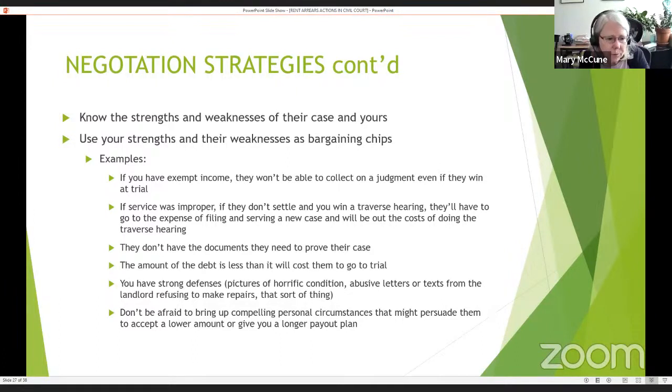If you've gone through discovery and you see they don't really have the documents, like maybe the court papers say that you broke your lease and they don't have a lease, like you didn't have a lease at the time. They can't prove that you broke a lease that didn't exist, right? So that's another type of proof.